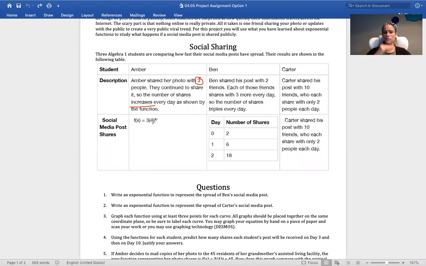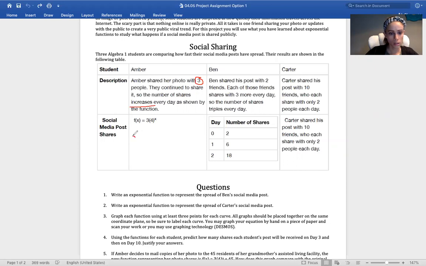Now, when I compare the verbal description to the equation, I see a common 3. All right, so 3 is her starting point. What I don't see in the verbal description is a 4. So in order for us to analyze what the 3 represents and what the 4 represents, we need to think back to our generic equation for an exponential function.